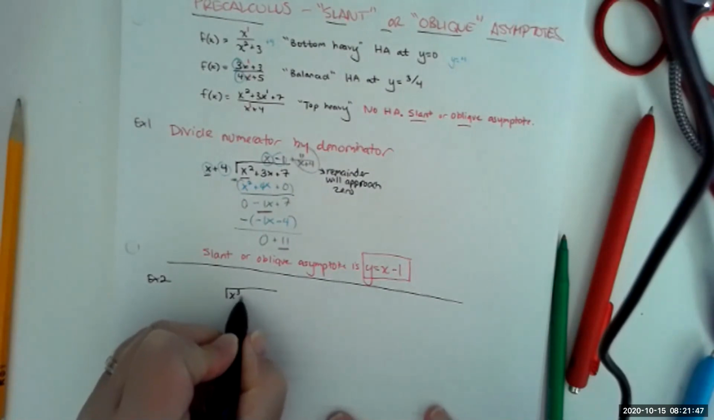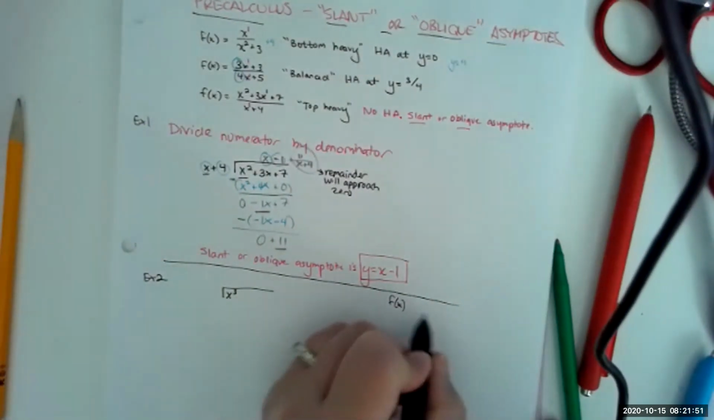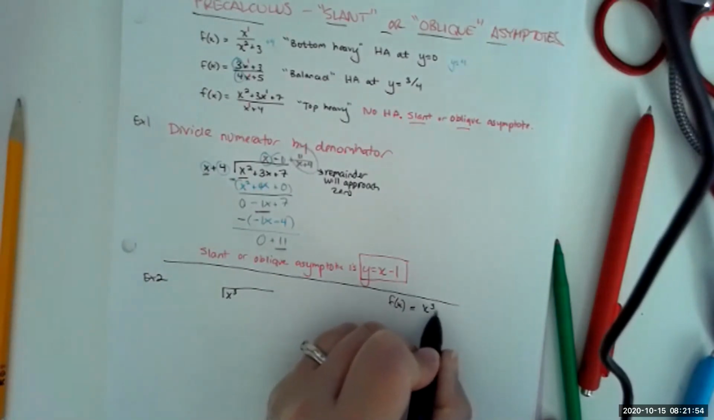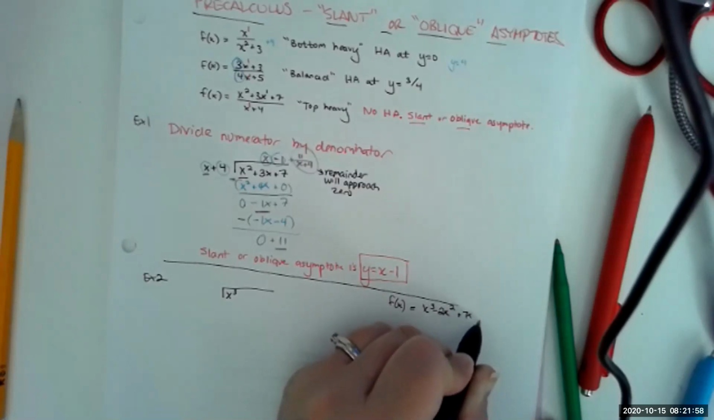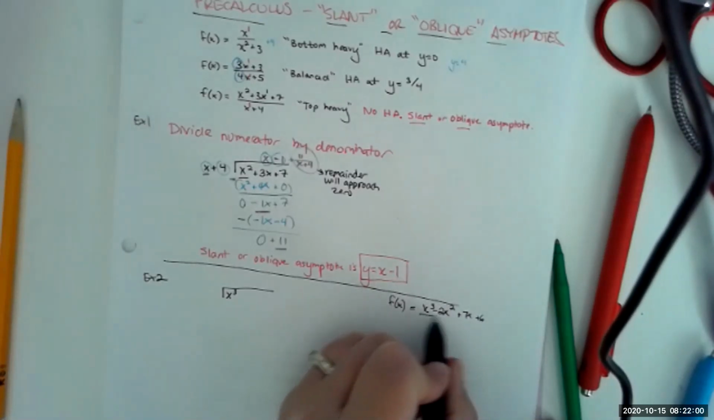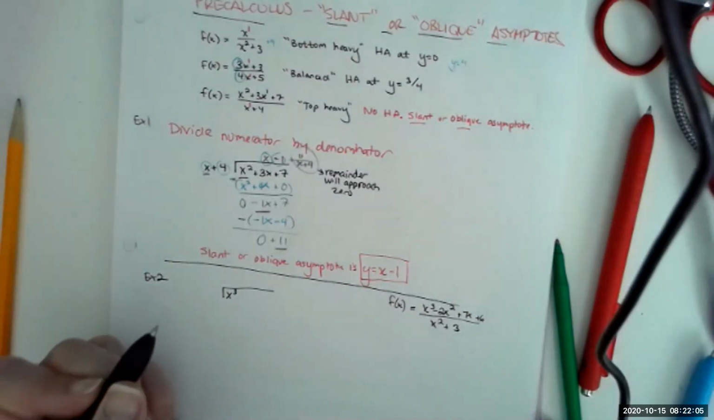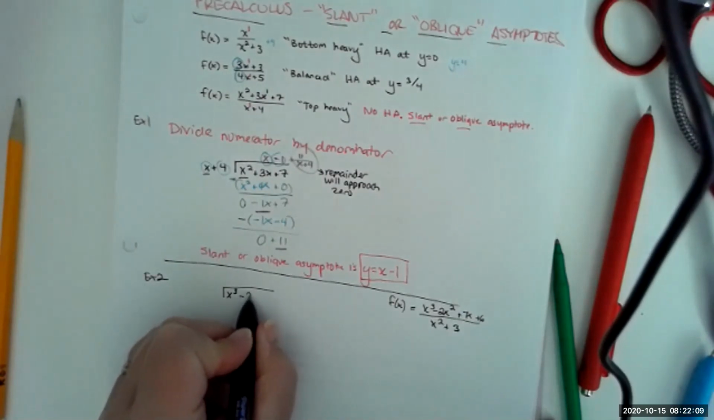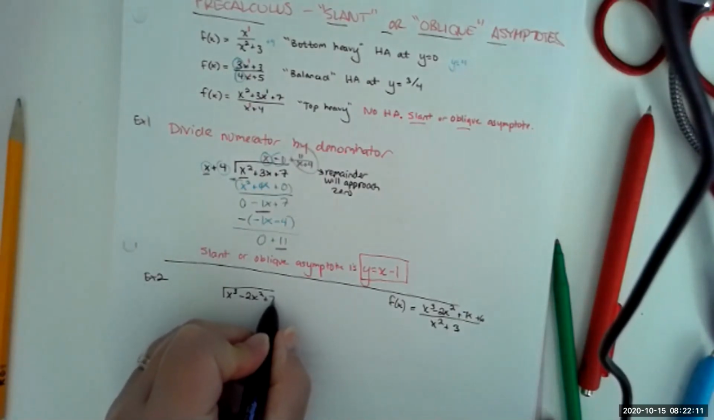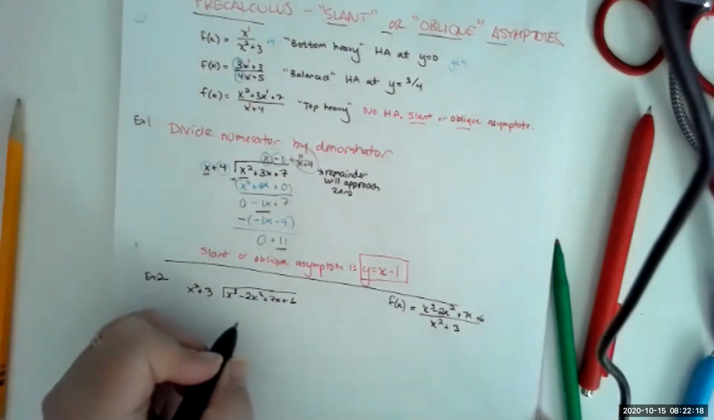Let me write the function. Let's say the function is x to the third minus 2x squared plus 7x plus 6, all divided by x squared plus 3. Okay, so I'm going to divide the numerator by the denominator: x to the third minus 2x squared plus 7x plus 6, all divided by x squared plus 3.